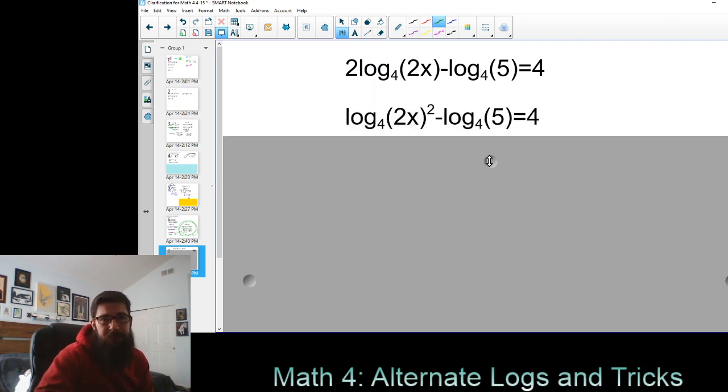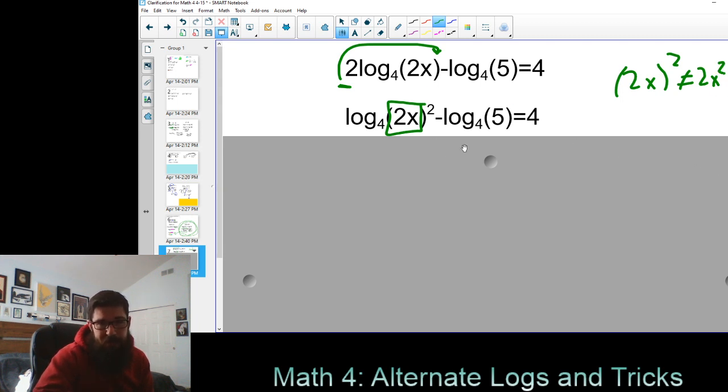First thing, I see this number out front of a log, I can bring that up as an exponent. Now, here's some of the nuance that I wanted to talk around. This 2 has to go to the entire argument of this log. That part's critical. That means what I have right here is 2x in parentheses squared, which is not the same as 2 and then x squared. I'm going to clean that up in the next step.